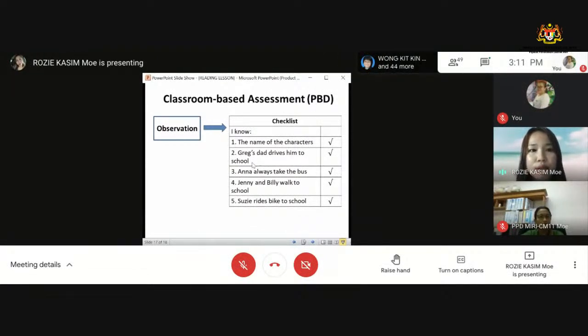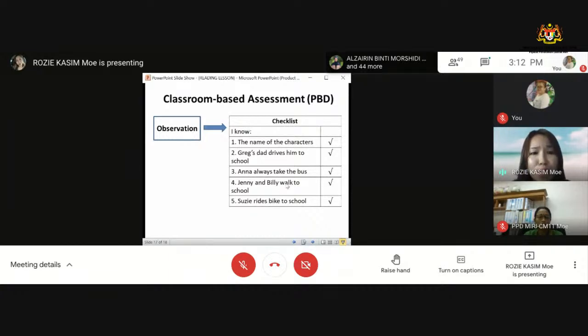And second one, they know that Grace drives into school. Then if you can see that they know, you tick. How do I get this feedback? It is from questions and answers. And then the third one, Anna always takes the bus. So they know that Anna always takes the bus. And then number 4, Jenny and Billy walk to school. The pupils know that Jenny and Billy walk to school. Susie rides bikes to school.